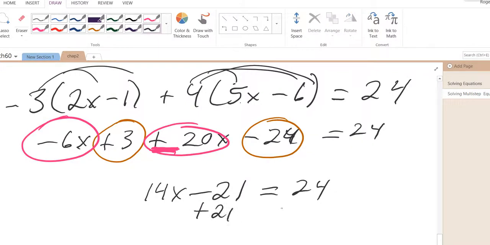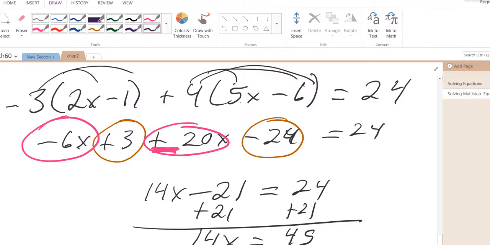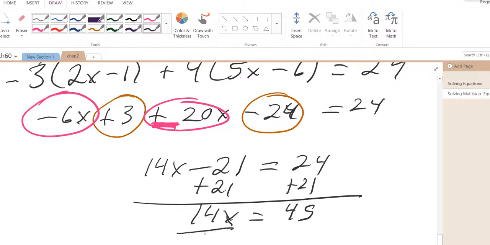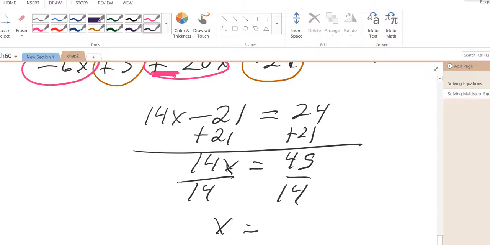So we'll add 21. For a minute there I thought this one was actually going to turn out. 45. And then I have to divide by 14. I don't know what that is. 2, 3 something. 3.3? 2? Okay. And if you have some decimals, rounding to the tenth is fine. That's a good rule of thumb.